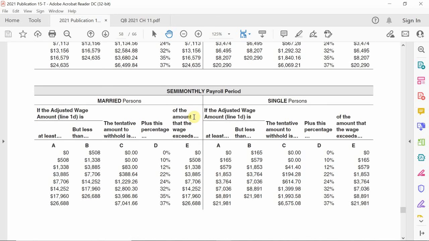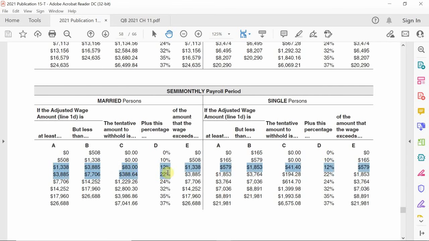And now it's going to be based on, is she married or is she filing single? In this case, she's filing as married, all right? So she earned a total of $2,100 and something. In this case, right here, she at least made $1,338, but not over $3,885. So in this case, $1,338 and this number here.